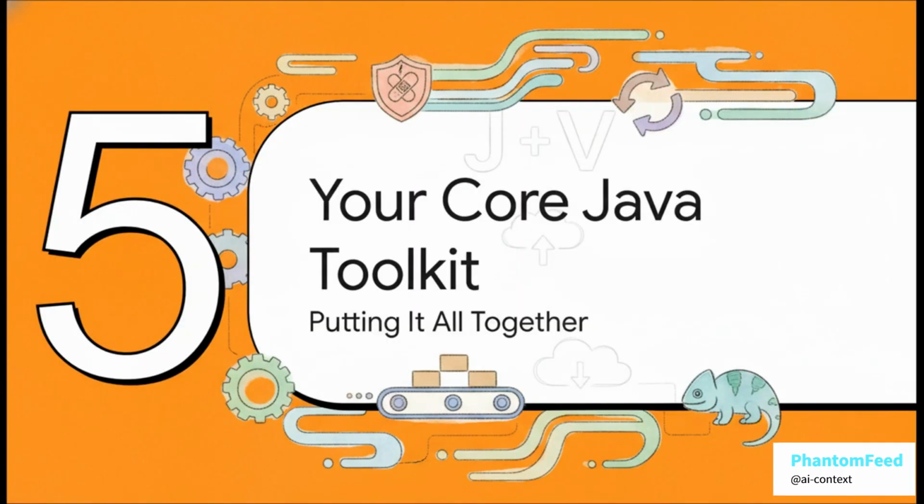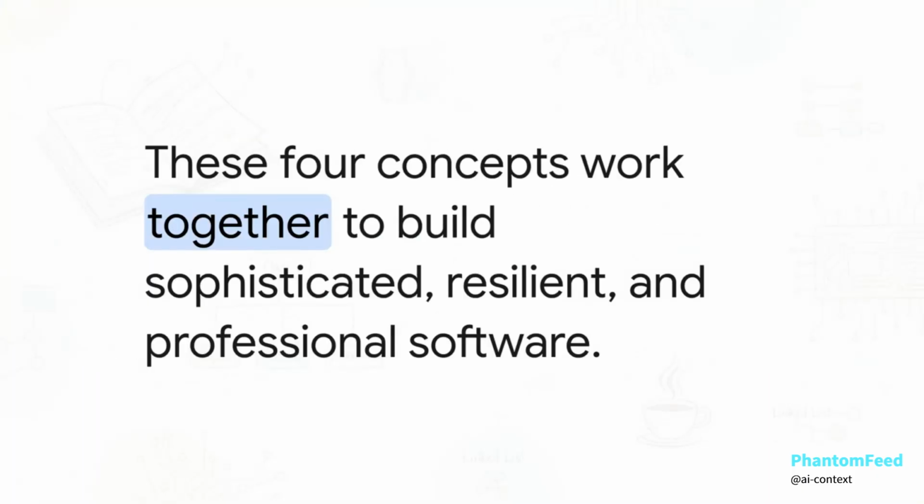So, we've looked at the four pillars that really make up the core engine of Java. We've seen how to handle errors, juggle tasks, move data around, and write flexible code. So, what's the big picture here? What's the main takeaway? And this is the most important part. These are not four separate, isolated features. They are a deeply interconnected toolkit.